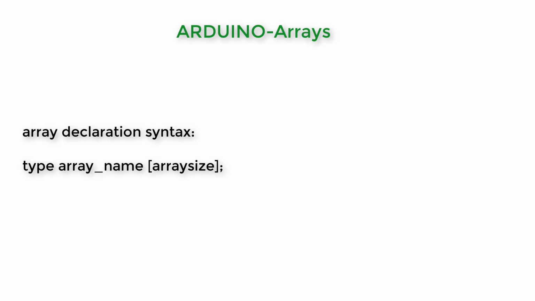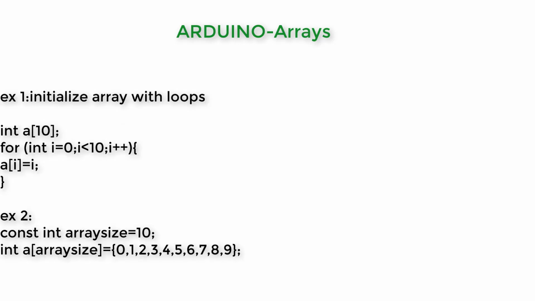So here we see the syntax of the basic declaration of the array. The type specifies the data type of the elements in the array, and this is followed by the array name, which specifies the name of the array. And what we have to look at carefully over here is the array size, which specifies the size of the array, and it is mentioned in the square brackets. So let's take a look at some practical examples on how to initialize the array.